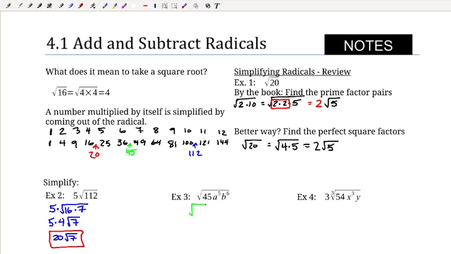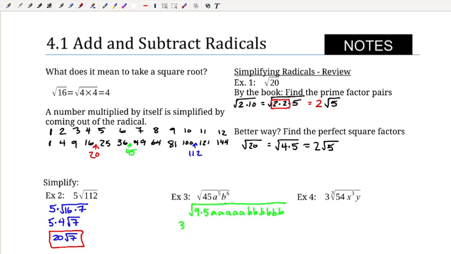So this is going to be square root of 9 times 5 is 45. And then this is a times a times a times a times a, 5 of them. And b times b times b times b times b times b, 6 of them. And for my first part, I'm going to simplify same as I have been. Square root of 9 is 3. So 3 comes outside and 5 is going to be left inside.